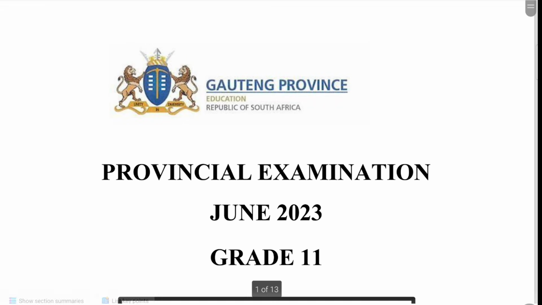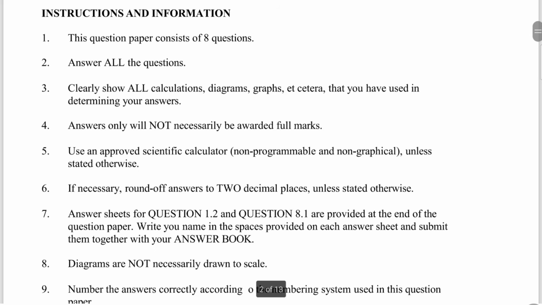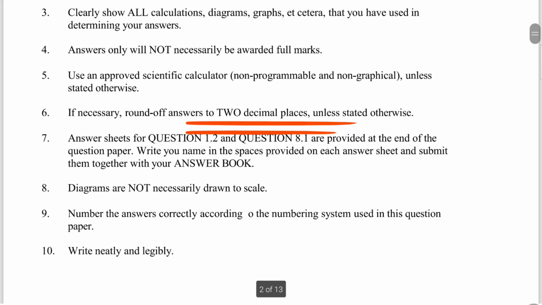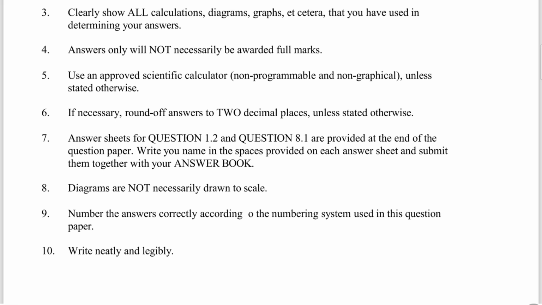In this video, we will be working on the Mathematics Paper 2 for June 2023. This paper is specifically from the Gauteng province and we have a time of 2 hours and it's worth 100 marks. Looking at the instructions, this paper consists of 8 questions. If necessary, round off to 2 decimal places, okay? And also just remember that the diagrams are not necessarily drawn to scale. Okay, with that being said, let's get into this video.